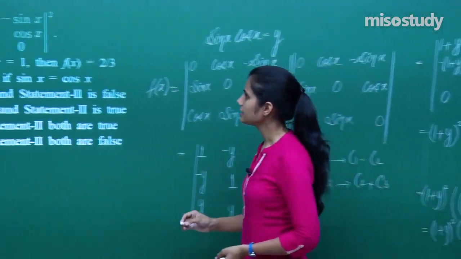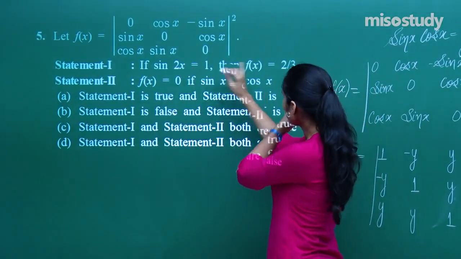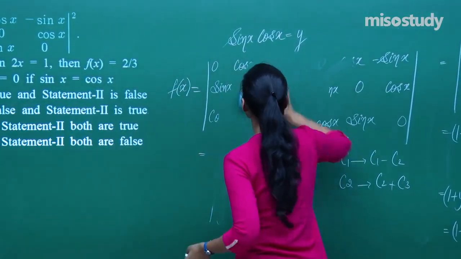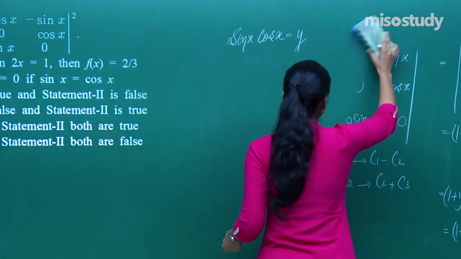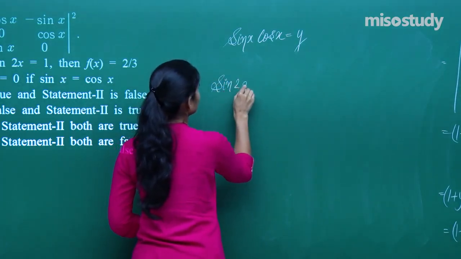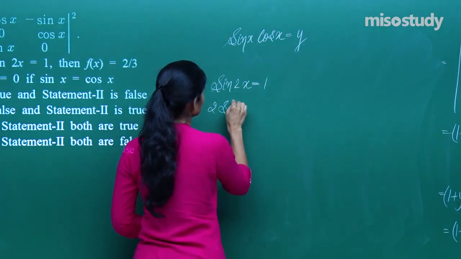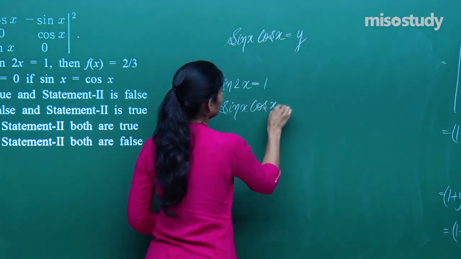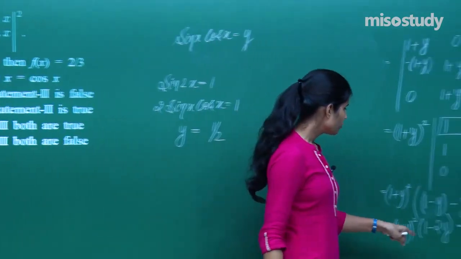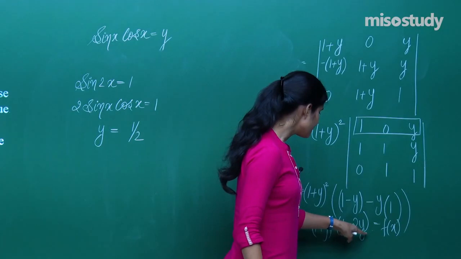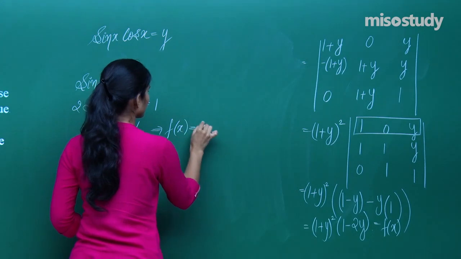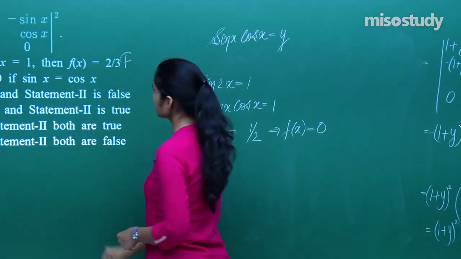Statement 1 says that if sin 2x is 1, then f of x is 2 by 3. Okay. Now sin 2x is 1. Let's see. If sin 2x is 1, then f of x is 2 by 3. True or false? So sin 2x is 1 means 2 sin x cos x is 1. So sin x into cos x, that is y, is 1 by 2. When y comes out to be 1 by 2, this expression becomes 0. 0 into anything is 0, so f of x is 0. And so obviously this is false.